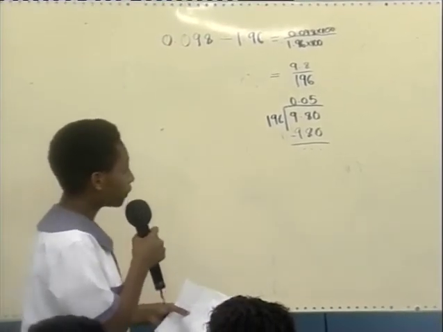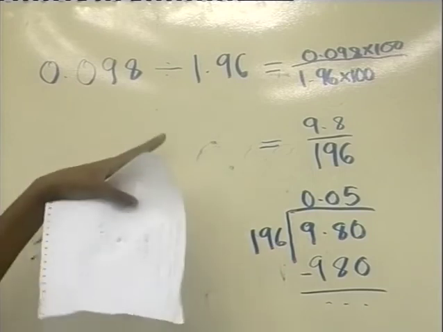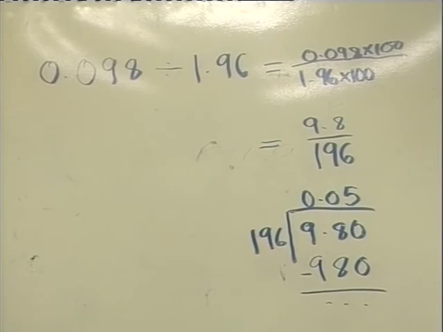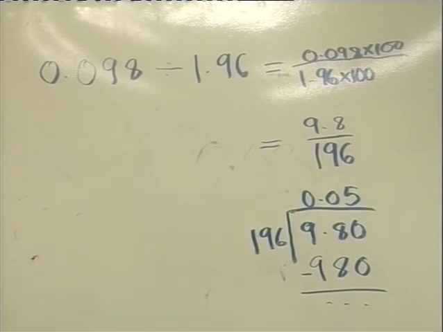The method you have to use is to see the numbers after the decimal point for the divisor. There are two numbers after the decimal point, so you have to multiply the dividend and divisor by 100. 0.098 multiplied by 100 and 1.96 multiplied by 100. So the answer is 9.8 over 196. We already have a whole number for the divisor, so we can divide straight.